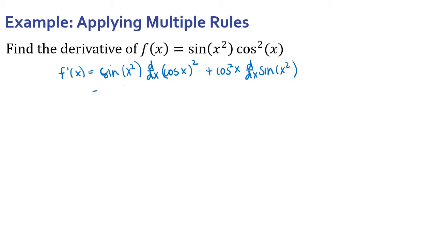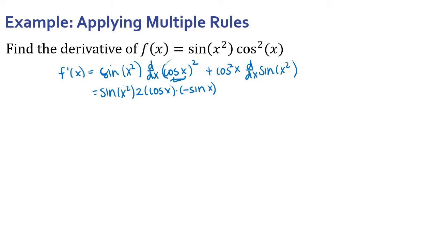Okay, so when I look at this, all right, inside function is cosine of x. So outside would be something squared. So the derivative of the outside function would be 2 times something, because that 2 is going to come in front. And that something is the inside, times the derivative of the inside.